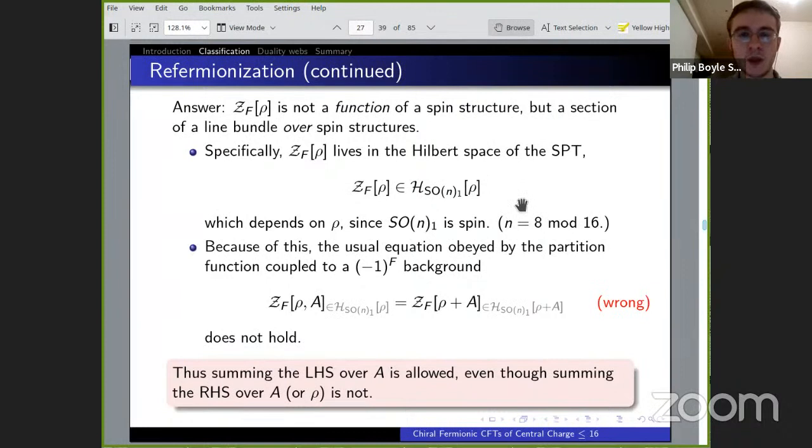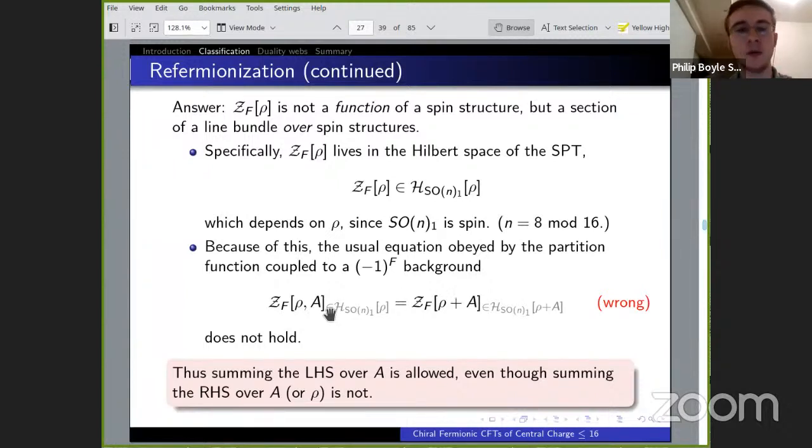Okay. Now, the crucial point is that not only does the partition function depend upon spin structure, but the space it belongs to also depends upon spin structure. And this is because SO(N) level one, the SPT, is spin. Because remember, N is 8 mod 16, we need it to be 0 mod 16 to be non-spin. So because of this, the usual equation obeyed by the partition function, ZF of rho and A, which represents the fermionic theory coupled both to a spin structure and a Z2 background, a fermion parity. So the usual equation obeyed by this function does not hold.